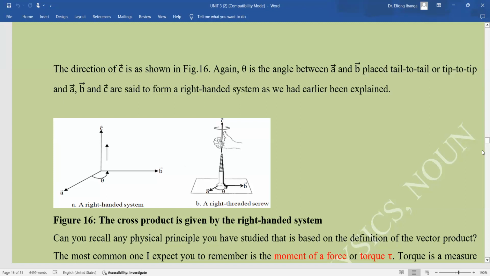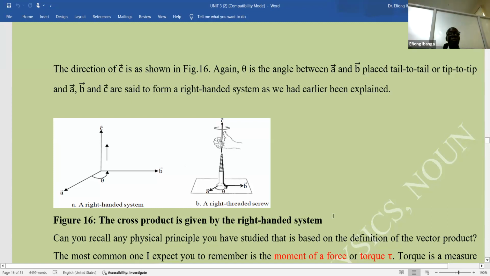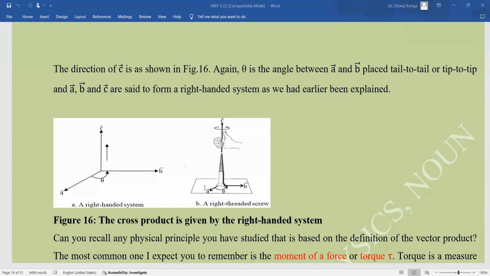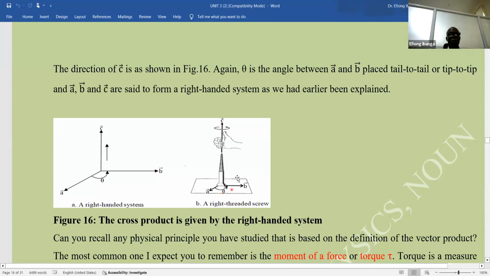Right. Now, what that tells us is this: if I am rotating, a screwdriver advances in the direction shown. If I am turning it in the counterclockwise direction, like this, you can see the direction of my arrow through this angle as I've shown here. Then the screw will advance in this direction here.